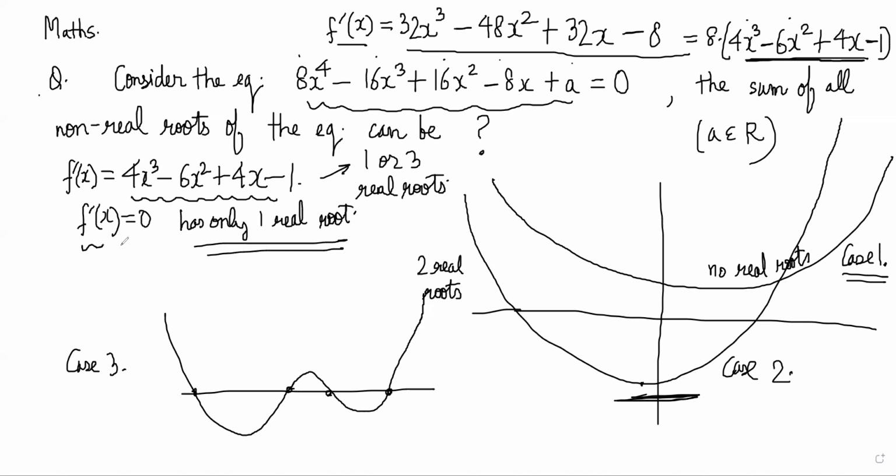That means there is only one point where the derivative is 0. That means when you do derivative is 0, that gives us maxima or minima of f of x. So how many points of maxima or minima of f of x are possible if f dash x is equal to 0 has one real root? How many points of maxima and minima?